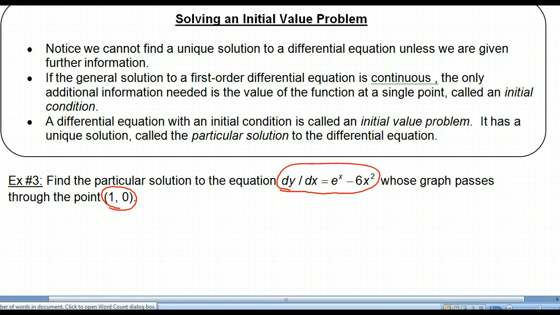Okay, so for example, just over on the side. You guys, we've talked about, for example, if I said dy dx is equal to 2x, what would y be? What's the antiderivative? It's x squared plus c.